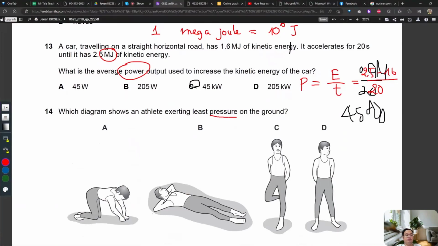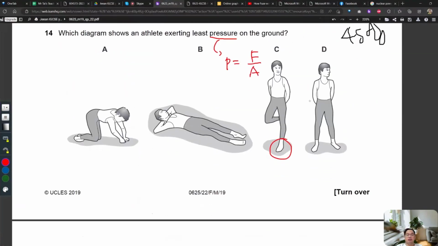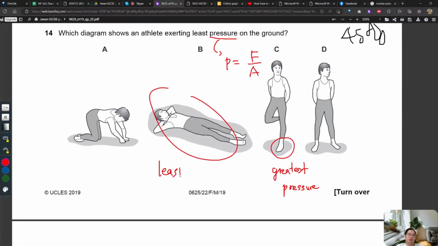Oh, that P times V is constant. Pressure is force over area. How much force is acting on a unit area? How much force on 1 square meter? The smaller the area, the greater the pressure. So standing on 1 foot gives the greatest pressure. Okay, it's B, greatest pressure. So lying down here will produce the least pressure. Yeah.